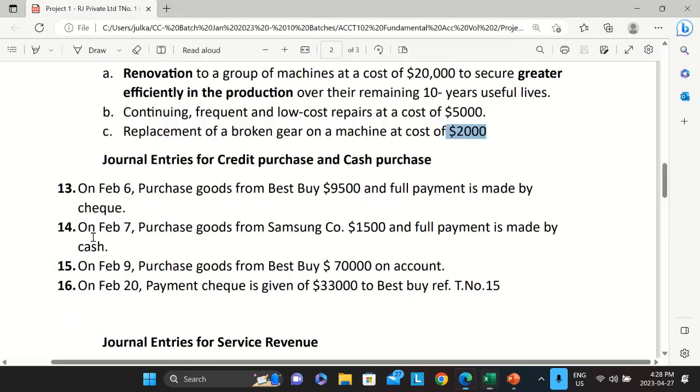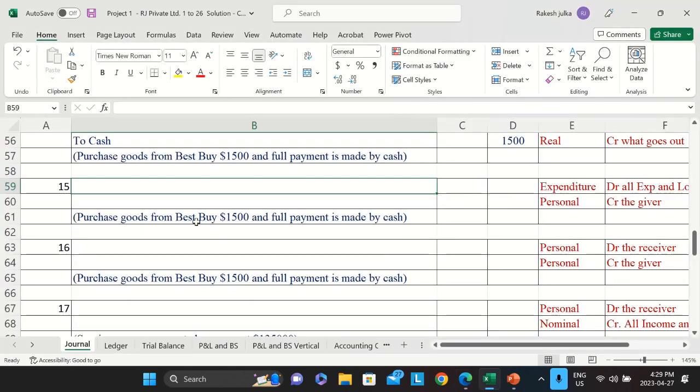So the next transaction is the 15th transaction. The 15th transaction is saying that on February 9, purchase goods from Best Buy on credit. So $70,000 goods were bought by the company RJ Private Limited. That is on credit. On account means on credit. It means that we have not paid. RJ Private Limited has not paid any payment to the Best Buy. So in this case, when the cash payment is not done, we have to write the name of the party, right? So Best Buy, and there are two elements in this transaction. What are those two elements? The first one is purchase, and the second one is the Best Buy. So purchase of goods.